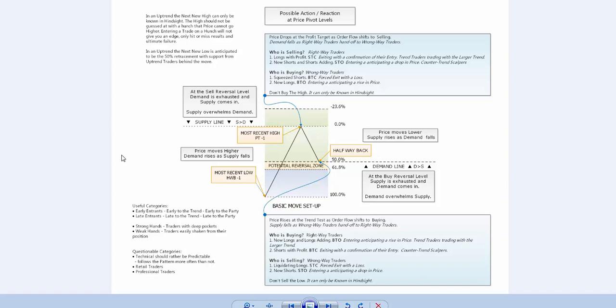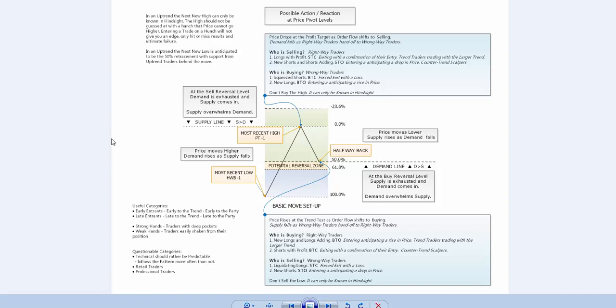Now, when we go into an uptrend and a new high is being hit at a profit target, the profit target, or where the market reverses from that target, can only be known in hindsight. The high should not be guessed at. We can't short profit targets, right? We can take profit at targets, but we can't short blindly or naked short profit targets.